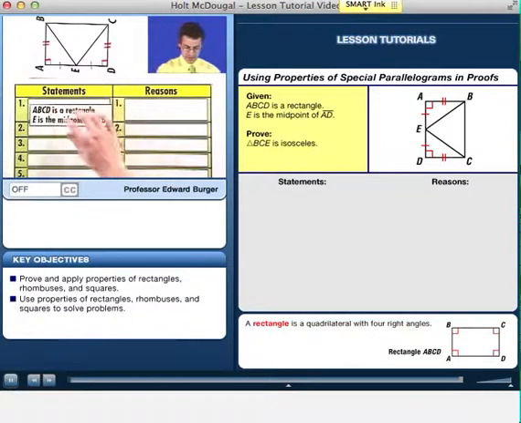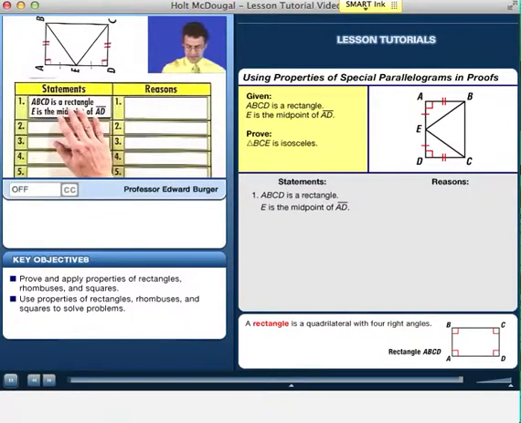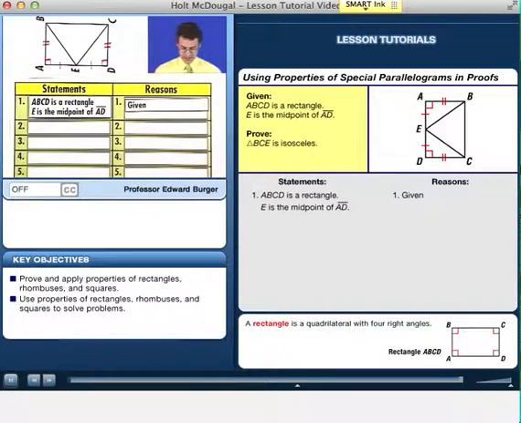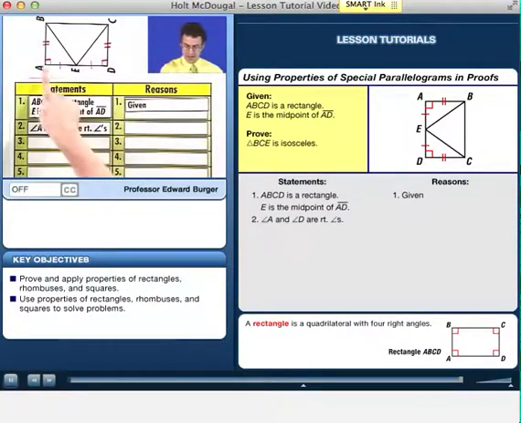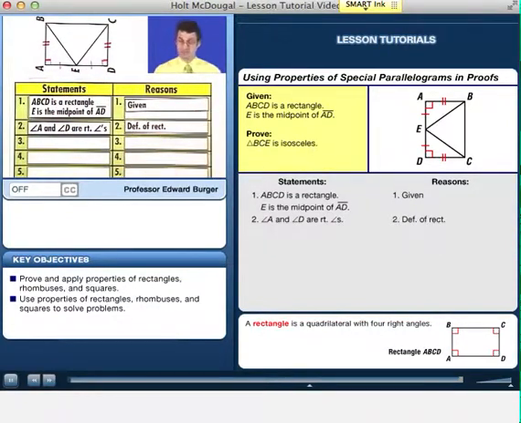So here we go. So first of all, we know that ABCD is a rectangle and E is a midpoint. That's just the given, so it's no big deal there. Now, angle A and angle D are right angles, and that's just part of the definition of what it means to be a rectangle. So that was the first thing we noticed, so that's good. And therefore, they're congruent, because we know by the right angle theorem that all right angles are congruent to each other. So that's great, so we've got that.